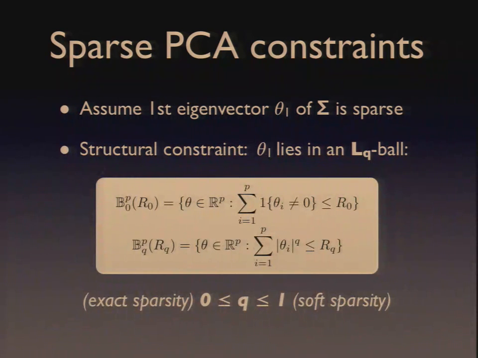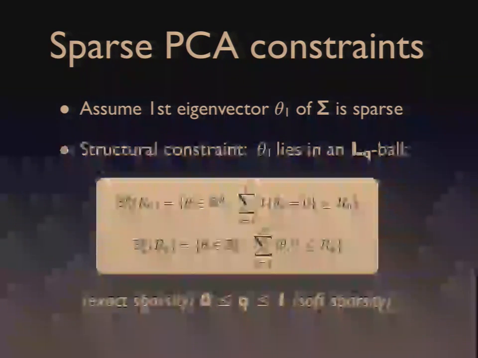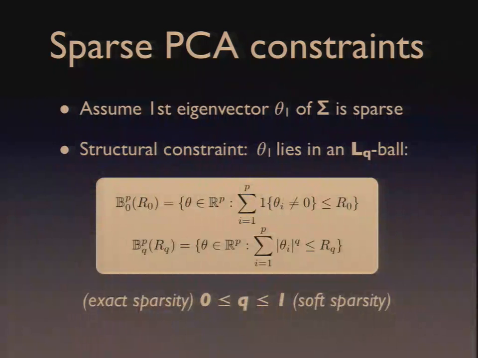If theta 1 belongs to an L0 ball, it means that it has exactly R0 non-zero entries in it. Okay, so R0 is going to appear a lot, and that's just the number of non-zero entries in my eigenvector, the number of active variables.